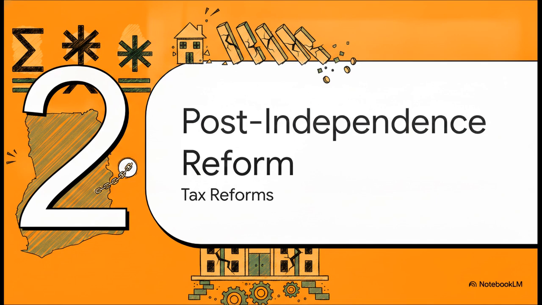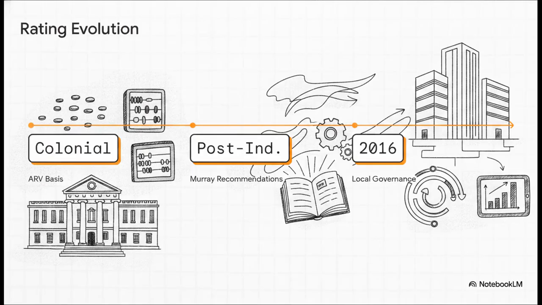Moving right along to Part 2, Post-Independence Tax Reforms. Now, as the nation grew, that old rental-based system really started to crumble under its own weight. We transitioned from that outdated ARV basis, moved on through the incredibly transformative Murray recommendations, and eventually arrived at our modern era with the Local Governance Act of 2016. That's the one commonly known as Act 936.